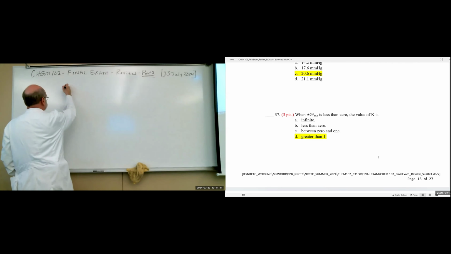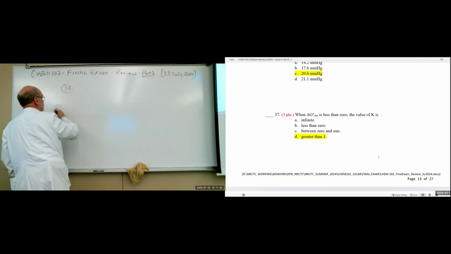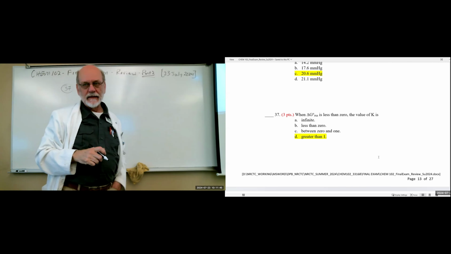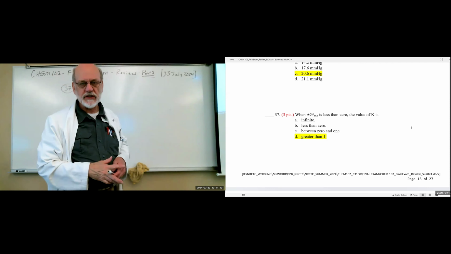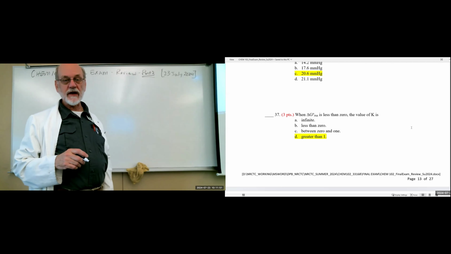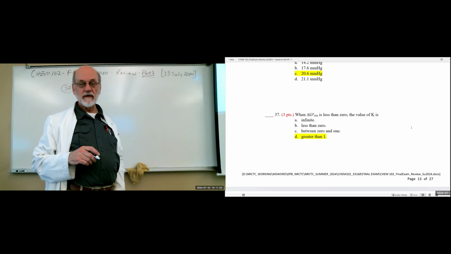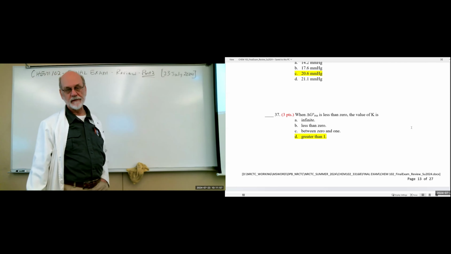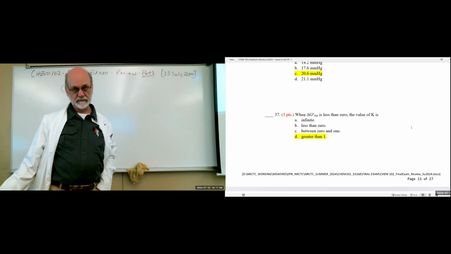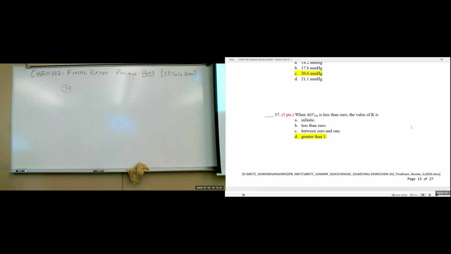37. When delta G 0 for the reaction is less than 0, the value of K is greater than 1. That's the definition. If you want to prove it to yourself, let's see.